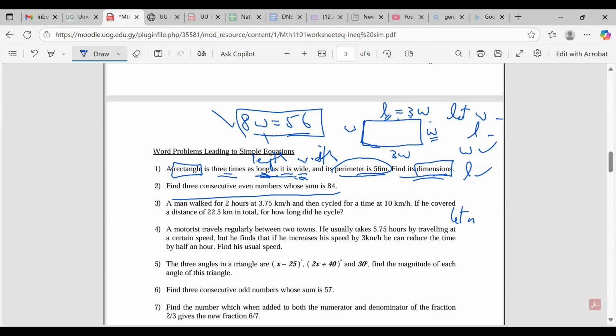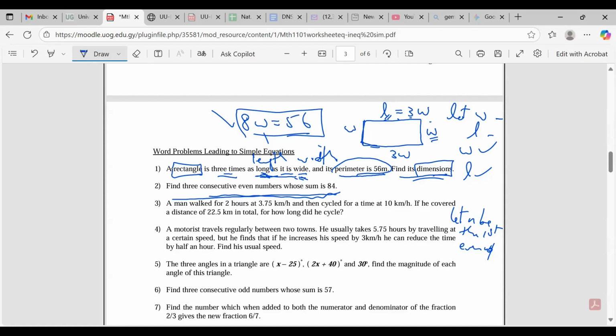Let n be the first even number, right? You know that is required. I don't mean the first even number 2. I mean the first even number of the 3. If you want to write it out, let n be the first even number of the 3 consecutive even numbers that we're talking about. I'm not going to write all those words out.